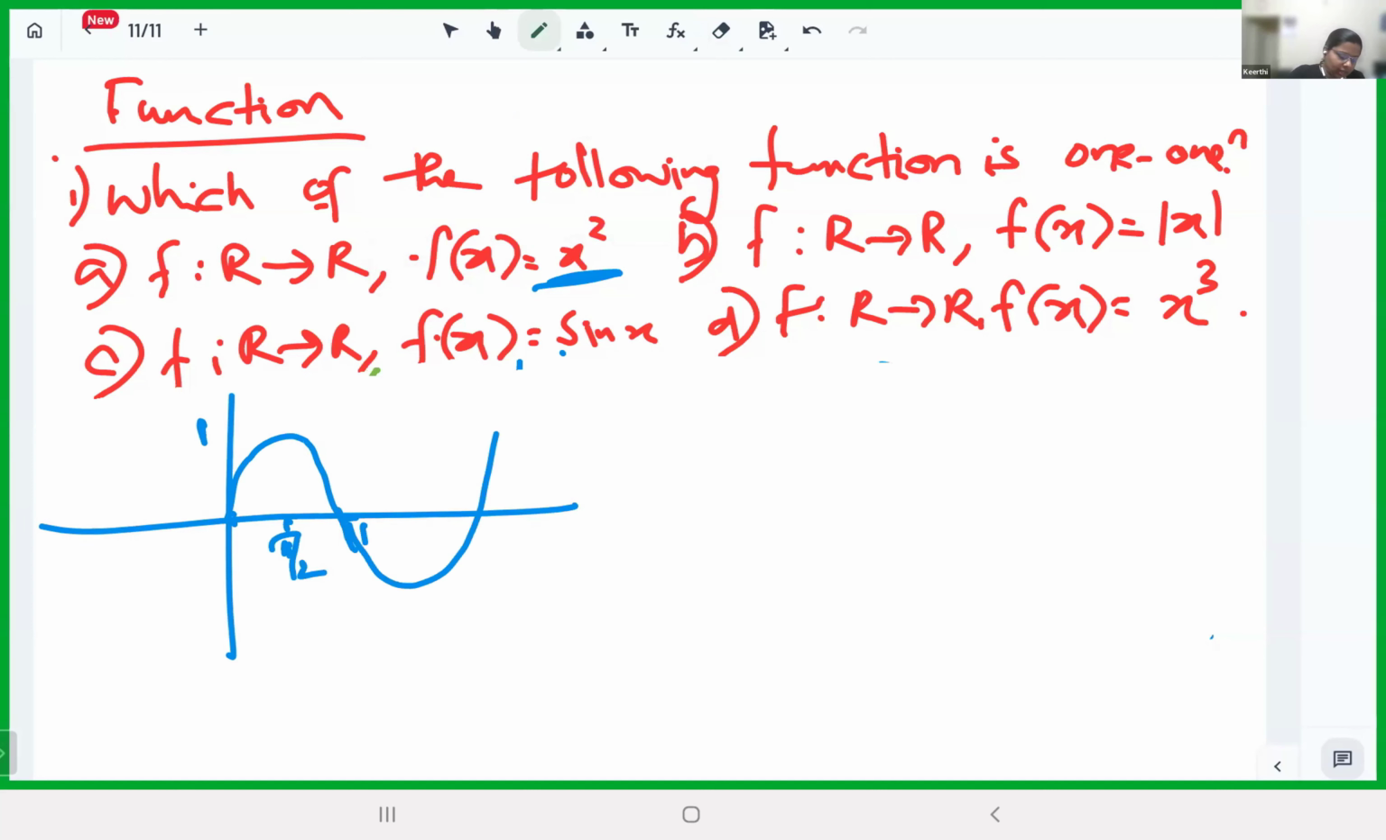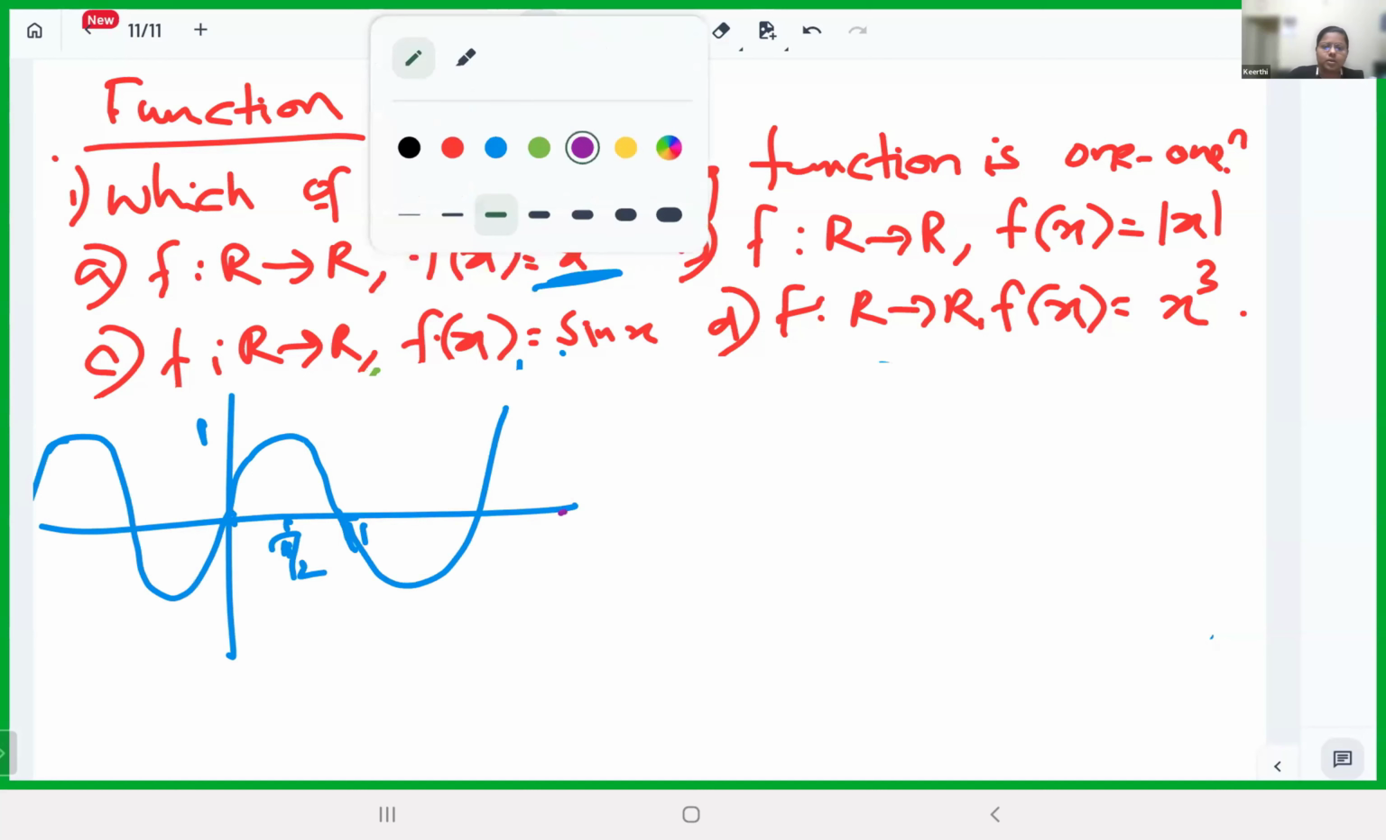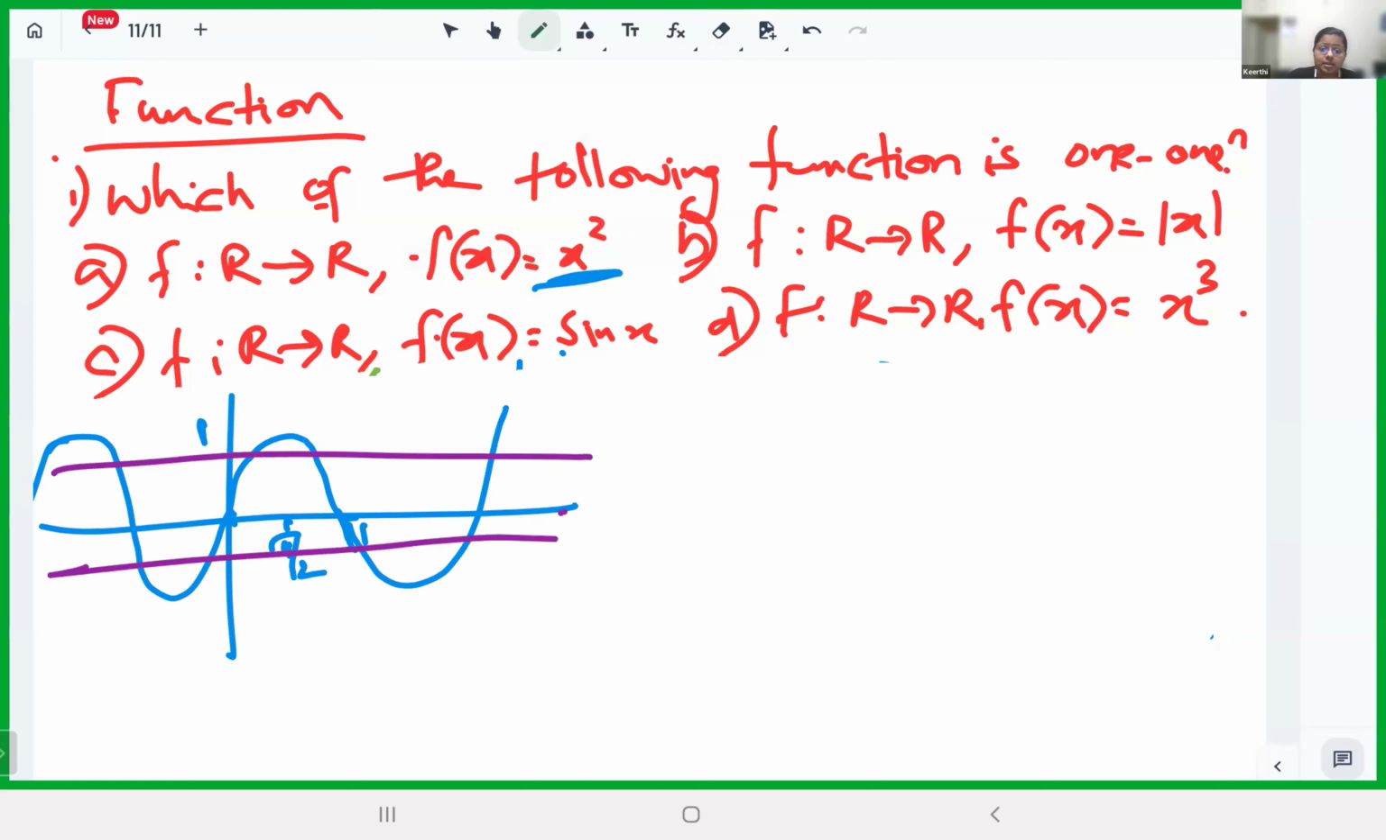Now if you construct horizontal lines like this, you can see that it is intersecting in many points, right? Here also you can see an intersection, here also, and here also. So there are many points of intersection. So we can say that it is touching in more than one point. So it is not 1, 1.